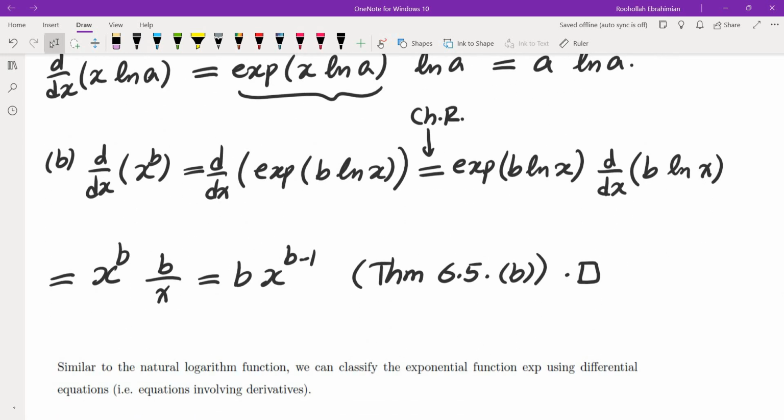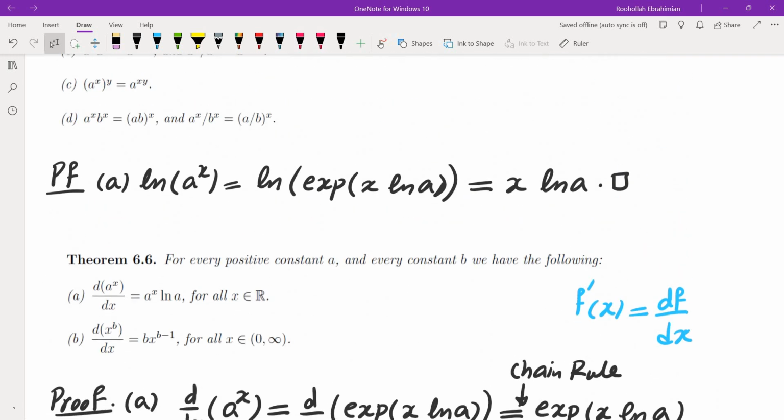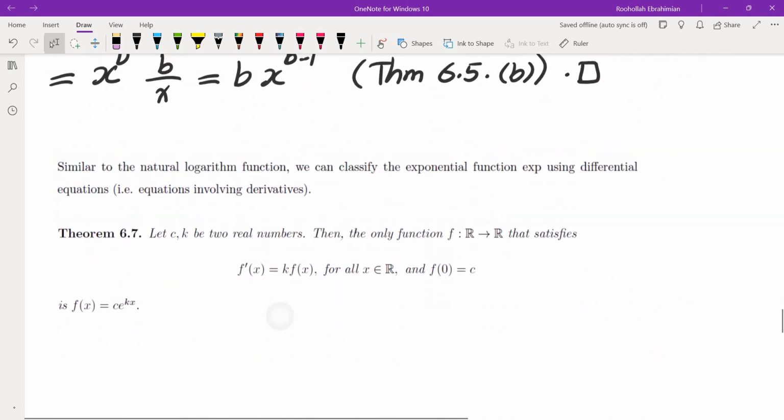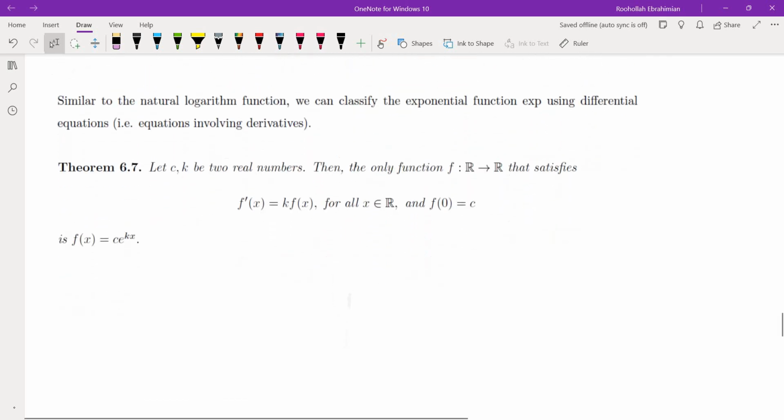Okay, perfect. So we proved the derivative of exponential functions, a to the power of x, and then we also proved the power rule. The derivative of x to the power of b is b x to the power of b minus 1.